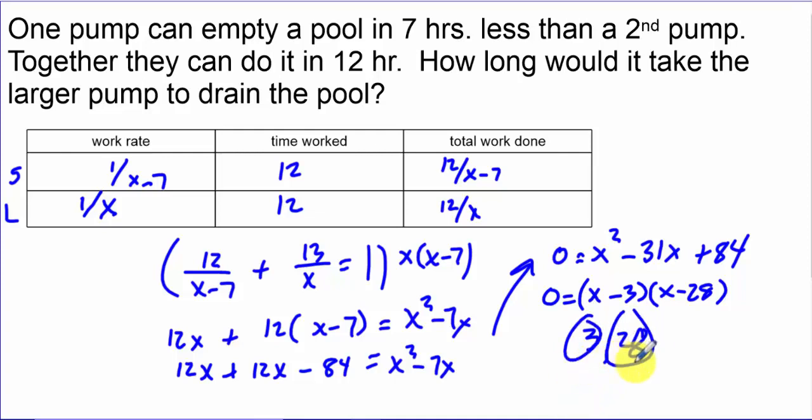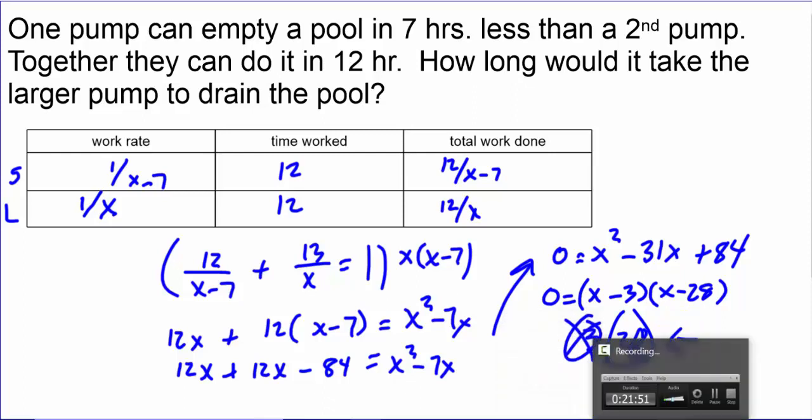It's going to be 28 hours, because we can't go 7 hours less than 3. So this is garbage. Let's just reason it that way. All right, so our answer is actually going to be 28 hours to do it by himself.